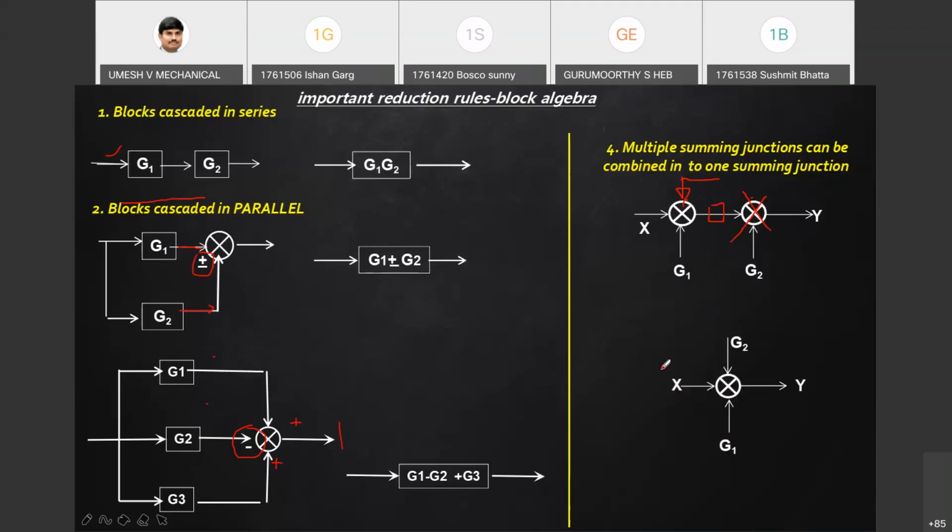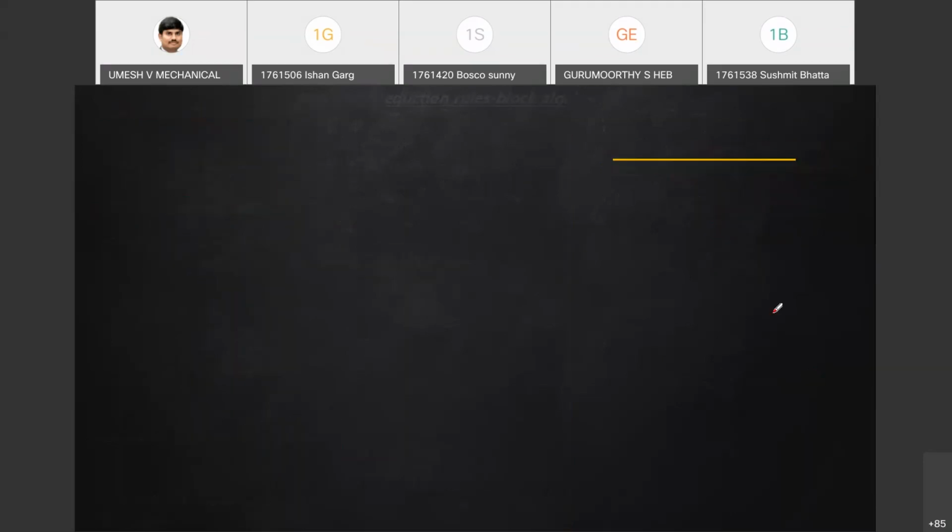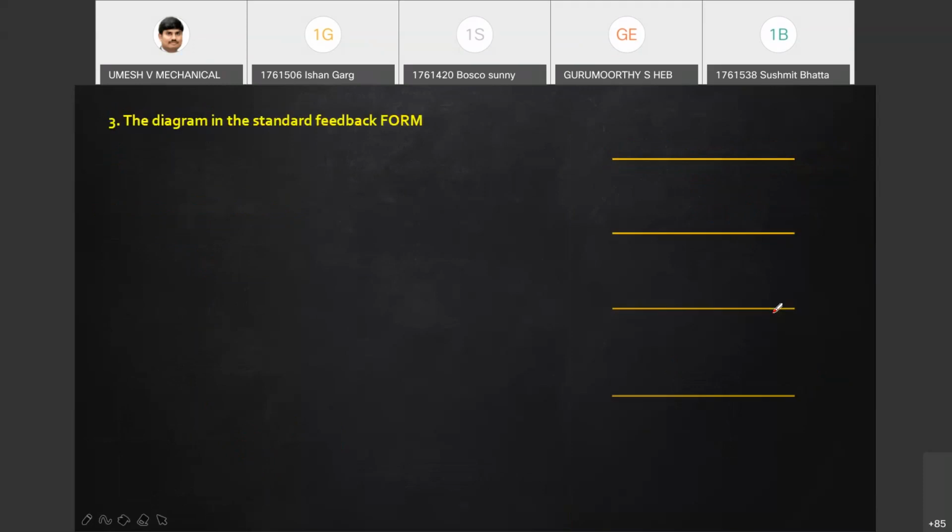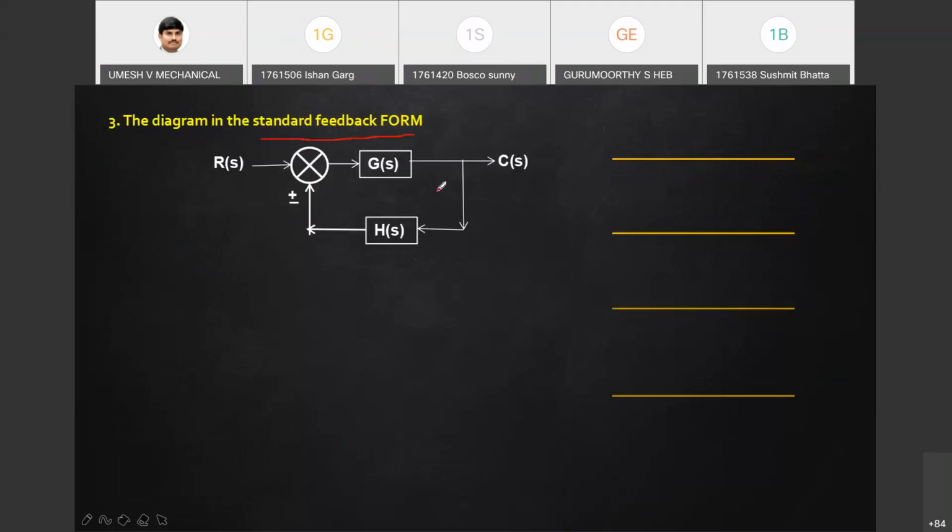X you keep, output Y you keep. This G2, instead of showing it with a separate summing point, you can bring here, provided in between nothing is there, only one arrow mark. You don't have any takeoff or any summing point in between. So these steps are all called block diagram algebra, different steps.